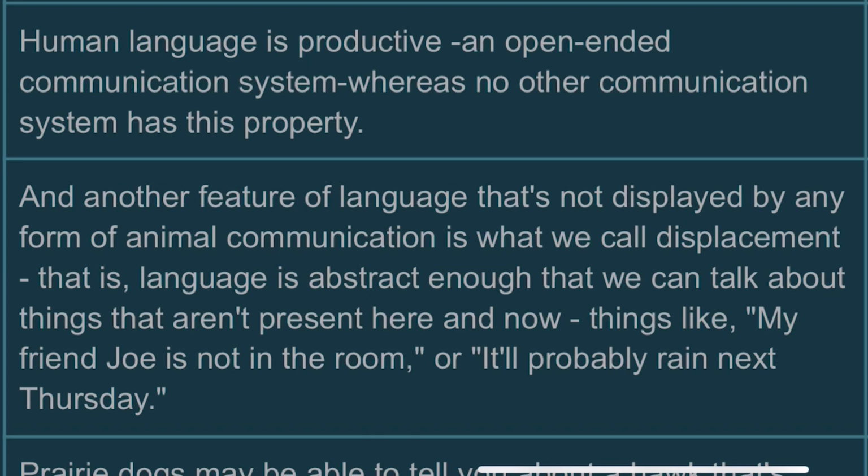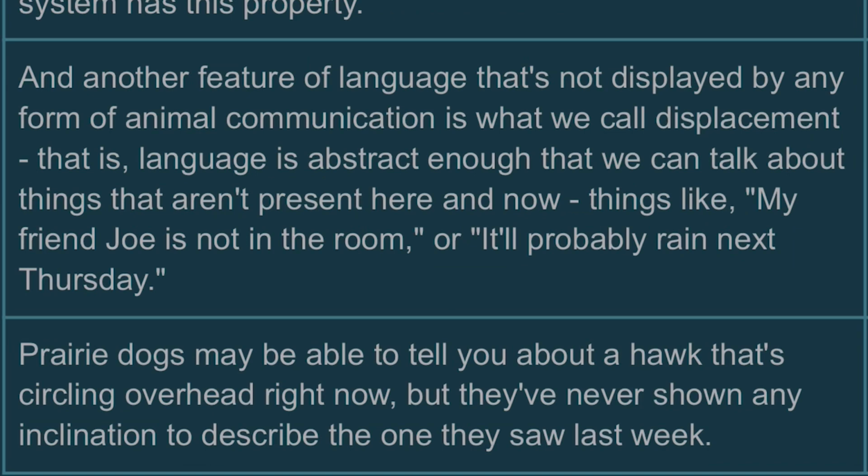And another feature of language that's not displayed by any form of animal communication is what we call displacement. That is, language is abstract enough that we can talk about things that aren't present here and now. Things like, my friend Joe is not in the room, or it'll probably rain next Thursday. Prairie dogs may be able to tell you about a hawk that's circling overhead right now, but they've never shown any inclination to describe the one they saw last week.